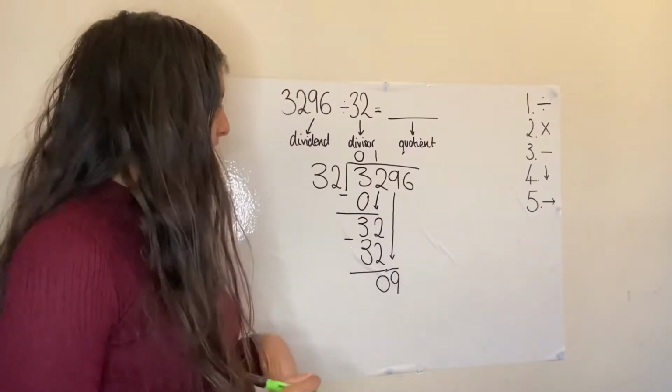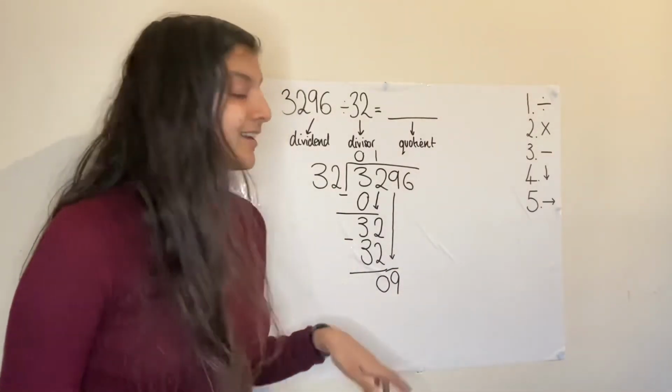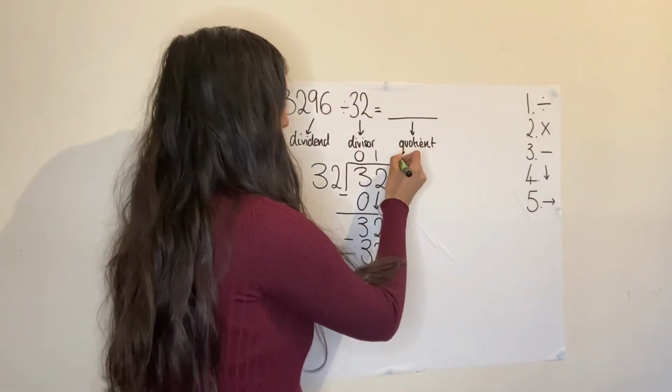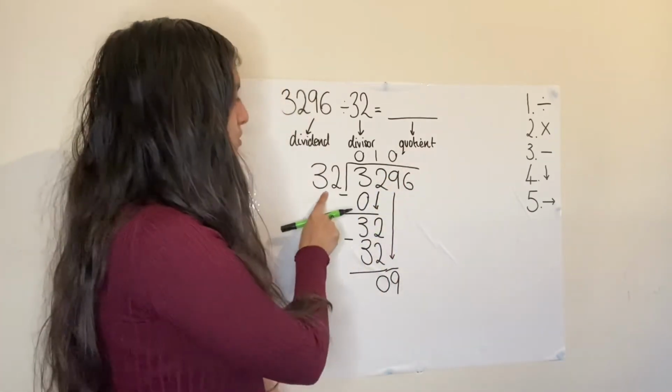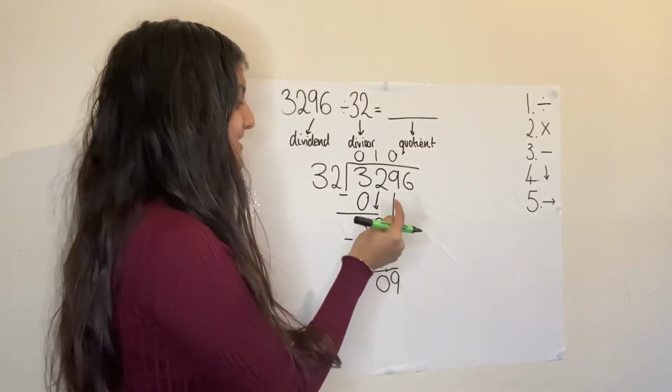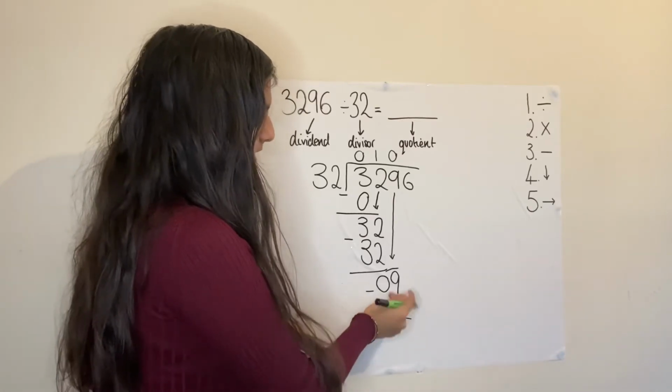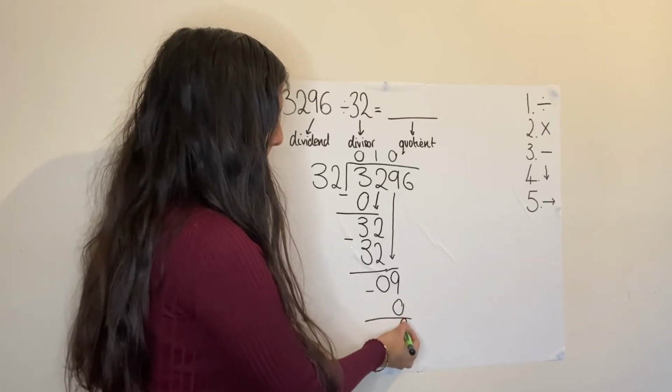So now I need to see how many times does 32 go into 9. Now 32 can't go into 9, so I must just write my 0 over here. Step number 2, 32 times by 0, which is 0. Step number 3, subtract. 9 take away 0 equals 9.